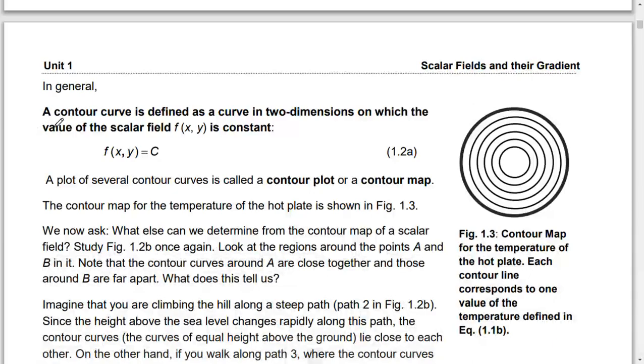In general, a contour curve is defined as a curve in 2 dimensions on which the value of scalar field f of xy is constant. f of xy equal to c.